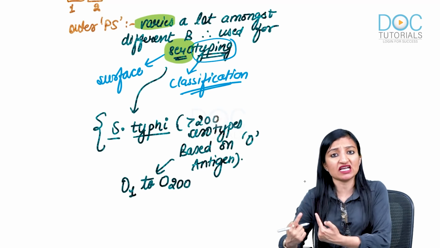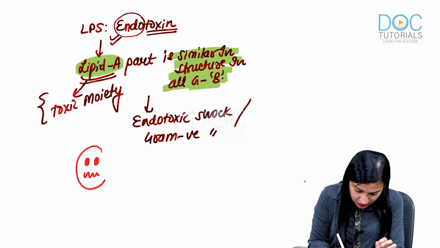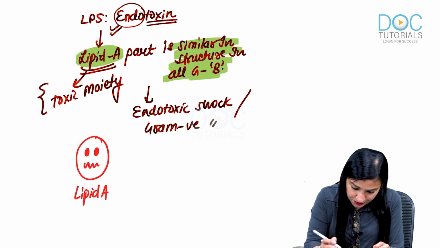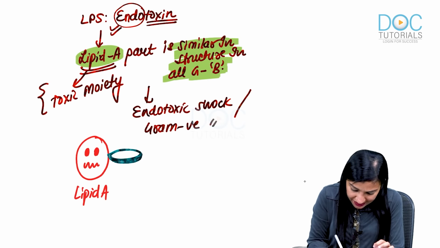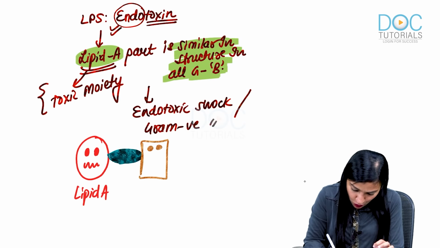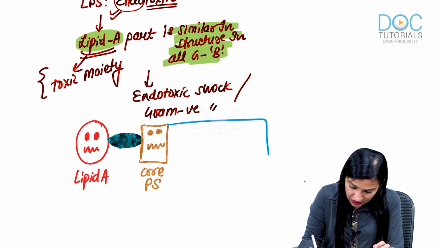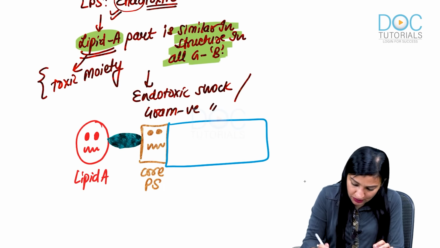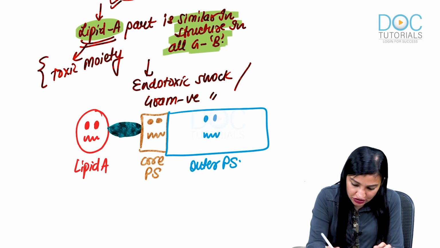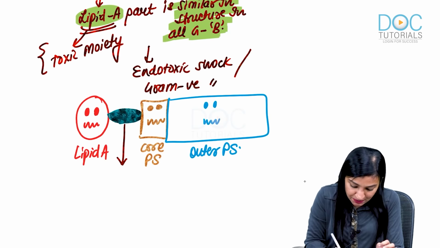Now I'll draw a schematic diagram. Lipid A is the villain, so let me use the red or the color of danger. This is the lipid A. Now there is a bridge which attaches the lipid A to the core polysaccharide, and then we have got the longest one, this is the outer polysaccharide, outer PS.